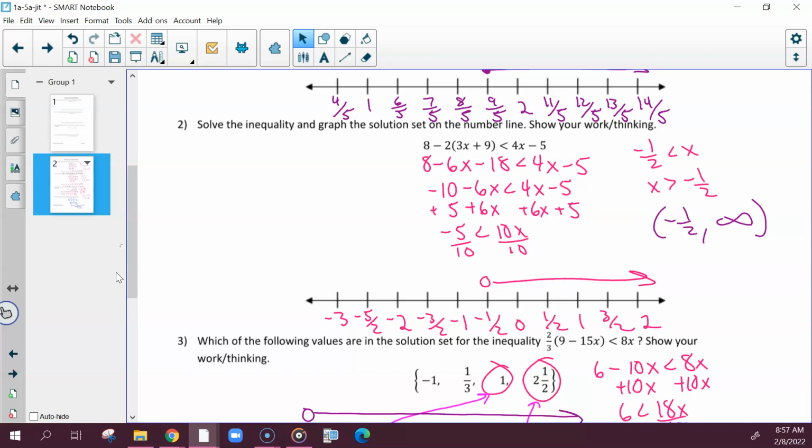Again, I did mine by halves. You could have not done that, or used whole numbers, or anything similar. Interval notation, this would be both in parentheses, so -1/2 to infinity. Do we have questions on that one?